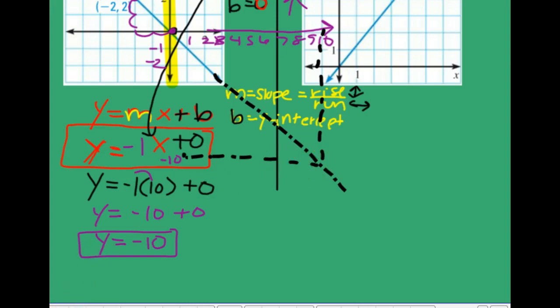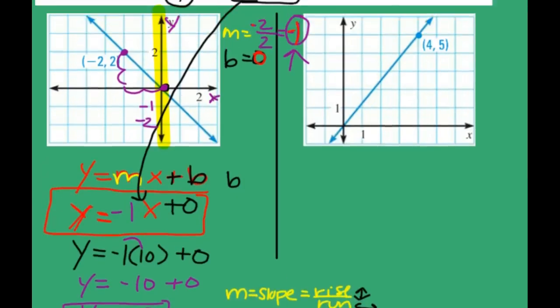So if that was a little confusing, we're going to go over another problem just like it. Hopefully it makes it a little bit more clear. All right.